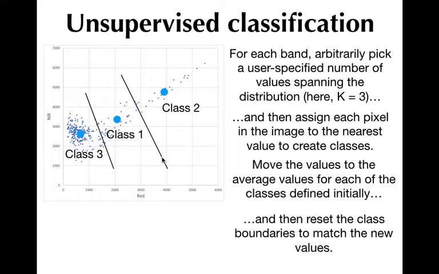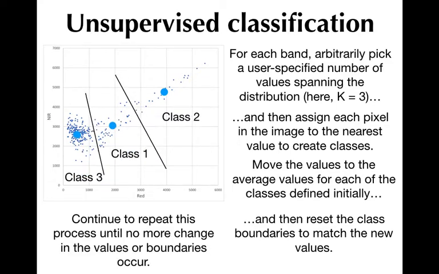Reset those class boundaries. And we'll repeat this over and over and over again until there's no more change in the values or the boundaries between different classes of pixels. What this tends to do is pick out the natural clusters that occur in the data. As you can see, there's a natural cluster here, a natural cluster here, and a natural cluster here. If I used 4 different classes, I might get a completely different arrangement. If I used fewer, I might get a different arrangement still. But with 3 classes, it doesn't matter where the original location of those values were. They will always be pushed into this arrangement simply by repeating that process.